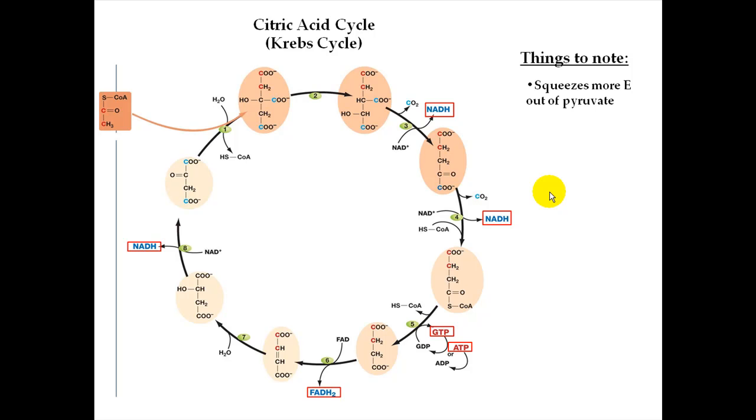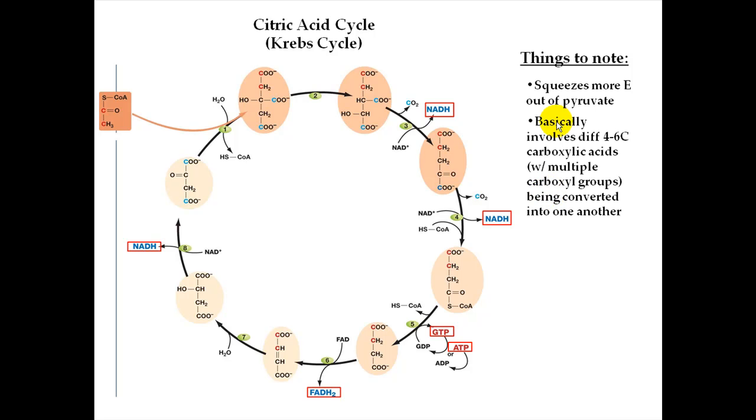Another thing to note about the citric acid cycle is that it basically involves different 4 to 6 carbon carboxylic acids, and they're carboxylic acids with multiple carboxyl groups that are converted into one another. And so what we're saying is that all of these molecules that are produced during the citric acid cycle all have anywhere from 4 to 6 carbons in them, and they all have multiple carboxyl groups.